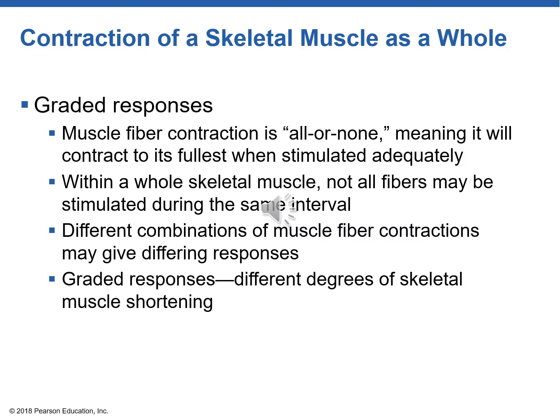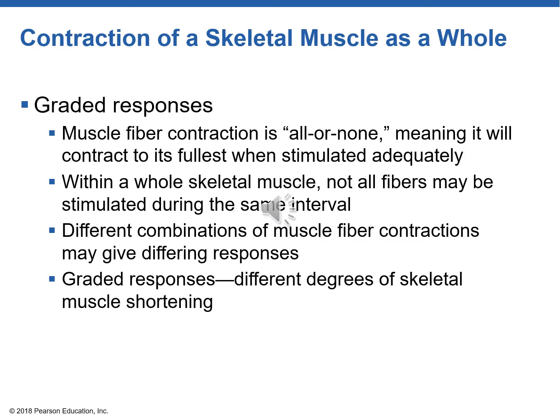So once it's stimulated enough to contract, the entire muscle cell will contract. However, when we look at the entire muscle together, we could have a graded response, which means that the skeletal muscle can shorten at different levels. For example, I may contract my bicep to move my hand just an inch, or I may contract my bicep to make my hand actually touch my shoulder. So that would be different degrees of skeletal muscle shortening.